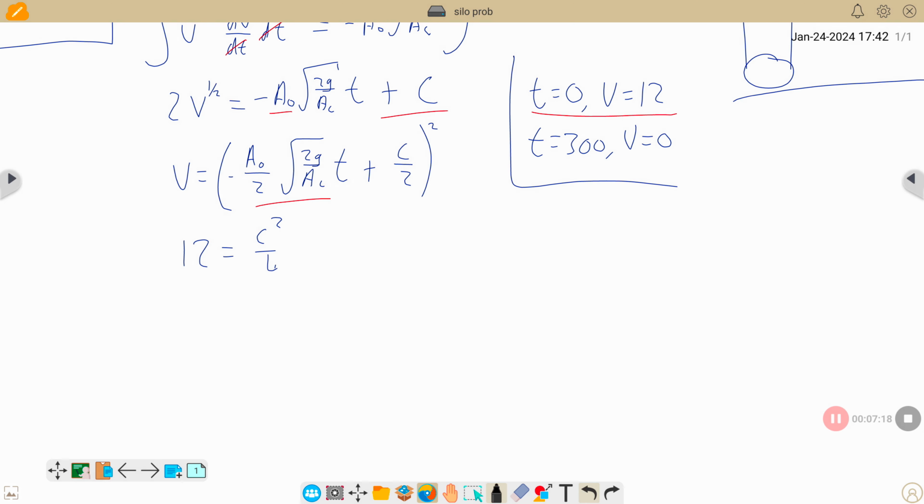squared over 4. I can multiply both sides by 4 and square root both sides, which will give me the square root of 48, and that is equivalent to 4 root 3. This is equal to c, right? So c is 4 root 3.